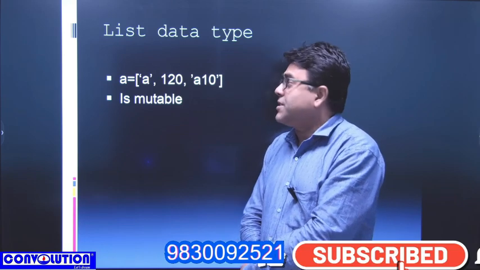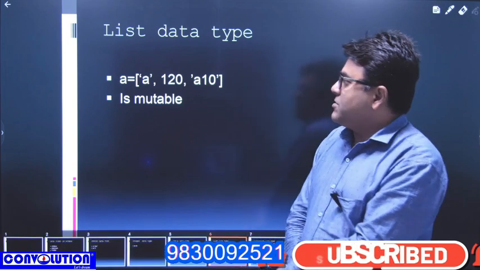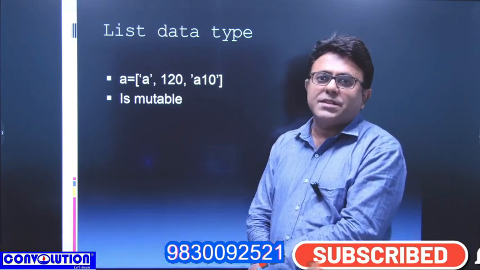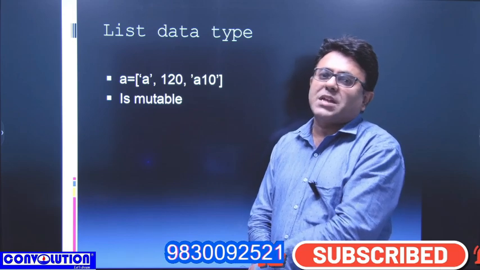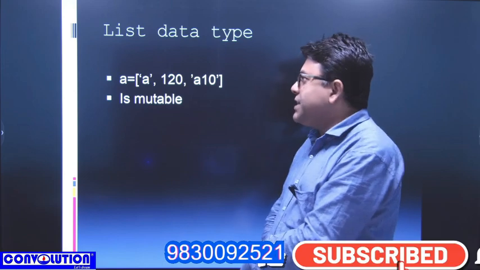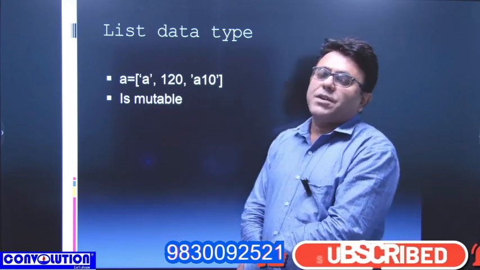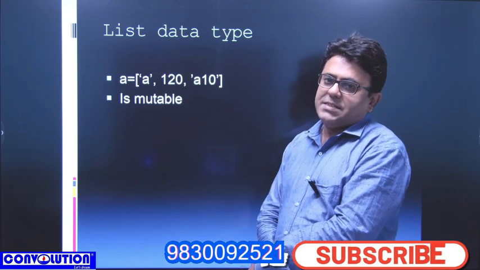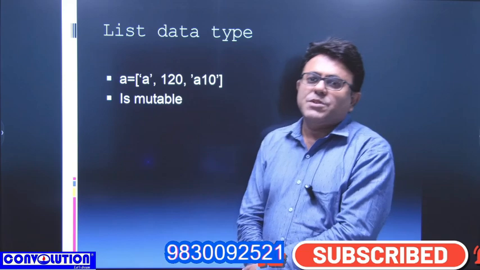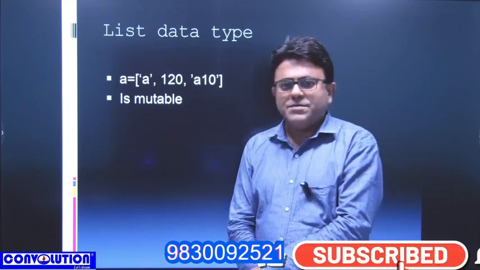So list is always mutable, whereas tuple is not mutable, it is immutable. Once you create a variable with tuple data type, you cannot do any kind of modification. But once you create a variable with a list data type, you can always do the modification because list is mutable. This is the major difference between a tuple data type and a list data type variable.